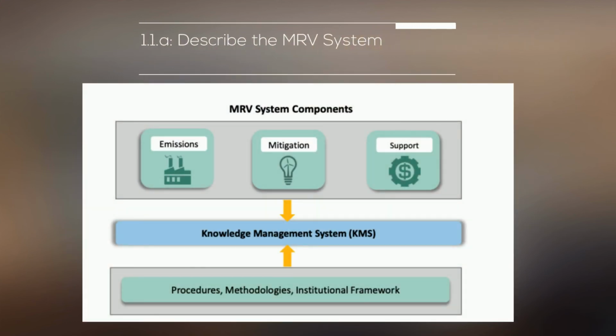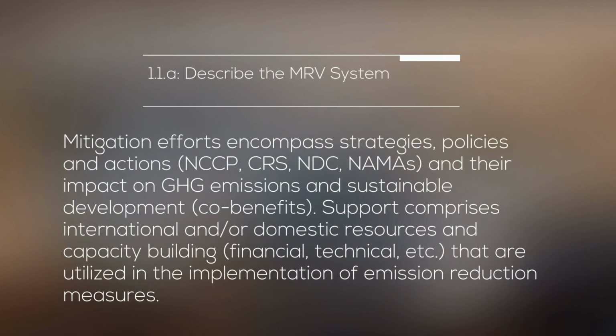This diagram shows the KMS as the central area, with the MRV of emissions, mitigation, and support feeding into the KMS. Additionally, procedures, methodologies, and institutional frameworks also feed into the KMS. Mitigation efforts encompass strategies, policies, and actions, and their impact on GHG emissions and sustainable development. Support comprises international and/or domestic resources and capacity building that are utilized in implementation of emission reduction measures.